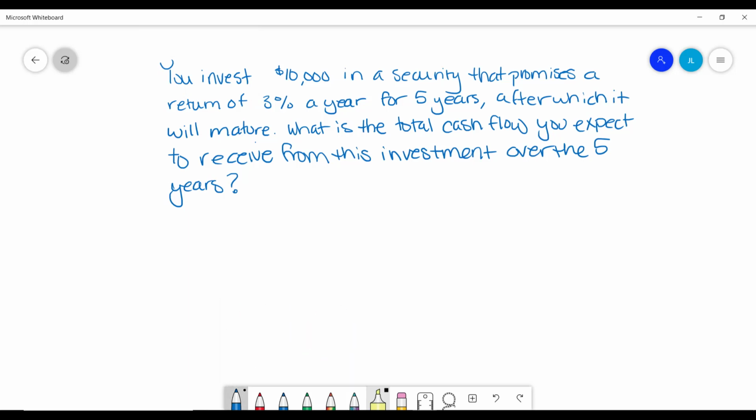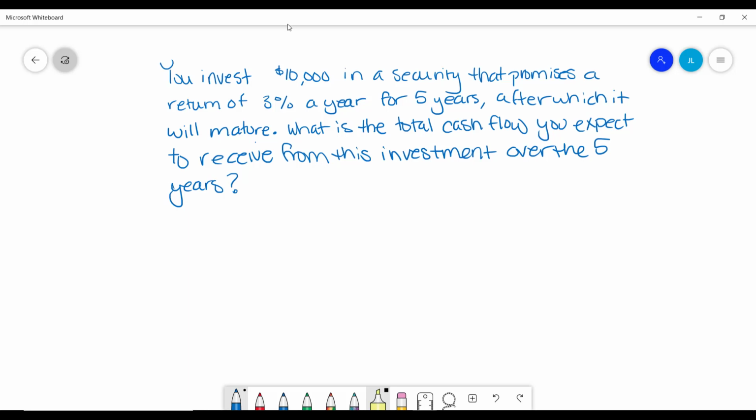Okay, so the sample problem that we're looking at says you invest $10,000 in a security that promises a return of 3% a year for 5 years, after which it will mature. What is the total cash flow you expect to receive from this investment over the 5 years, and then also when those 5 years are over?